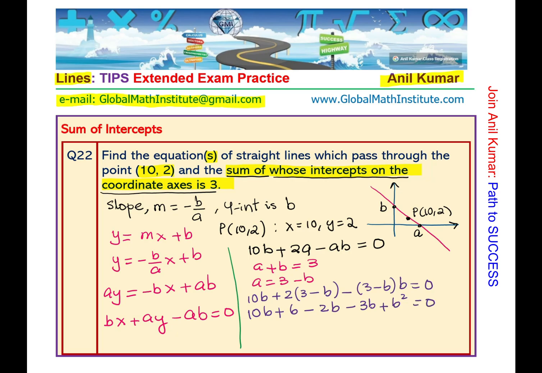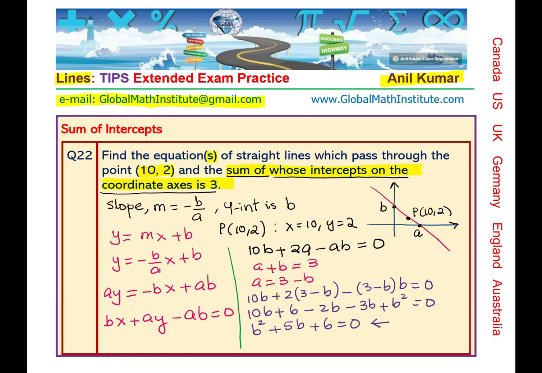So that is a quadratic equation, correct? Writing b squared first, the b terms can be combined. 10b minus 2b minus 3b gives us 5b, and a constant 6 equals 0. So that is the quadratic equation which we need to solve to find the value of b. Let's take it on the next page and solve this quadratic equation, b squared plus 5b plus 6.